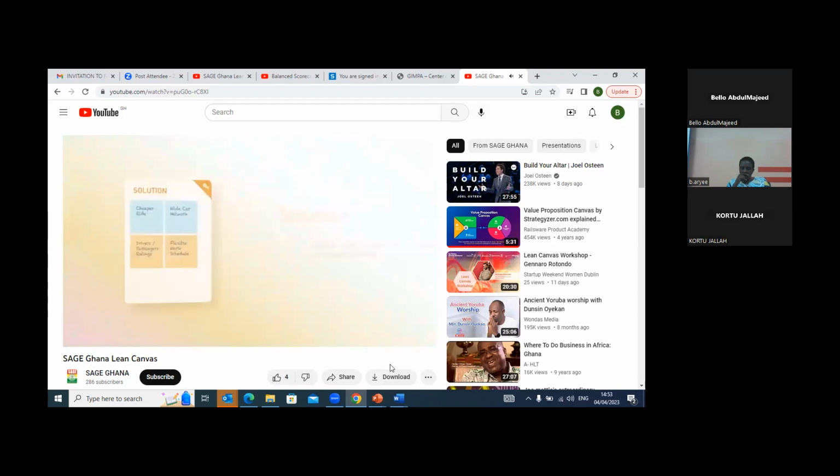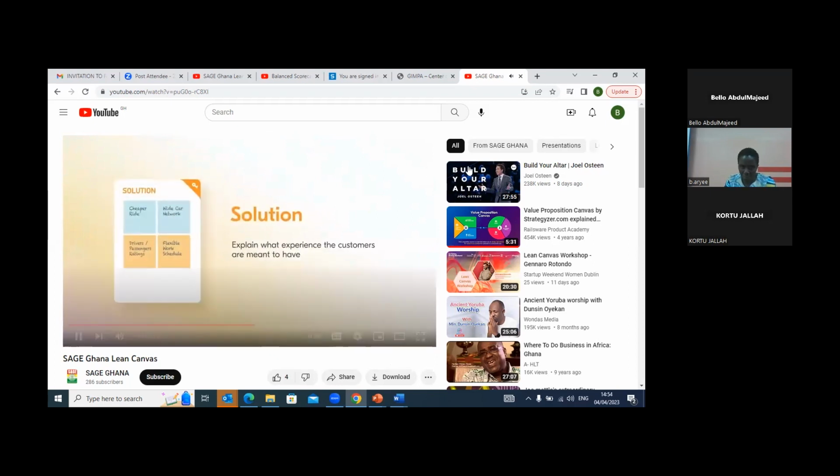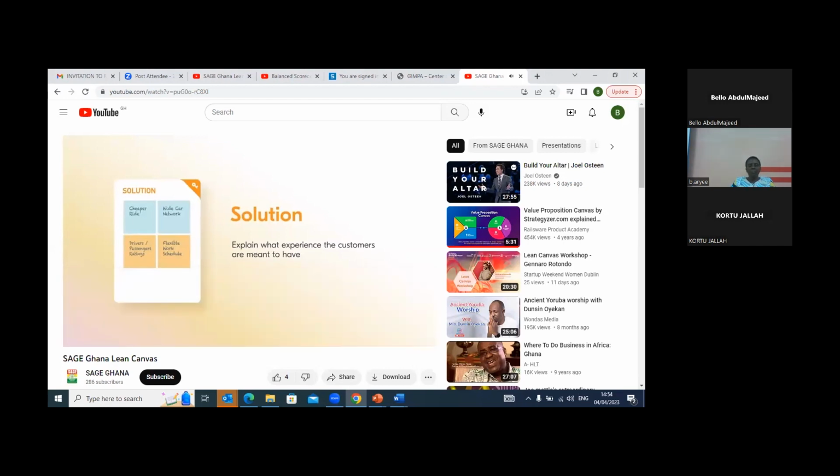All problems you specified in the neighboring box should be matched by the relevant solutions. Explain what experience the customers are meant to have. Uber offers a cheaper ride opportunity, wide car network, fast pickup, route tracking, as well as drivers' and passengers' ratings to solve the mentioned problems. Cooperation with your target customers will allow you to learn their needs and offer the most suitable solution.